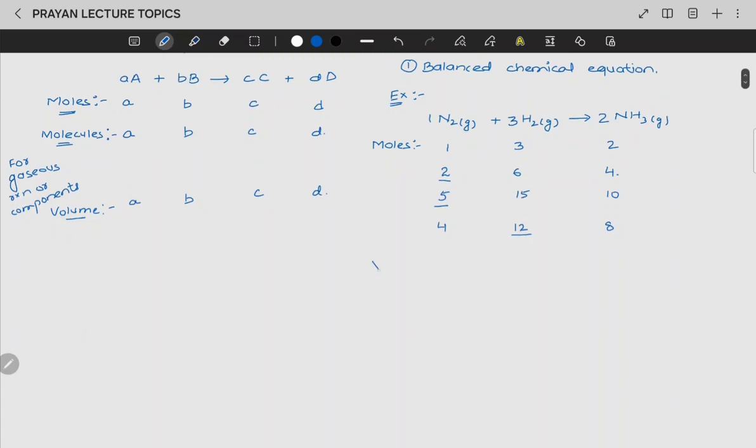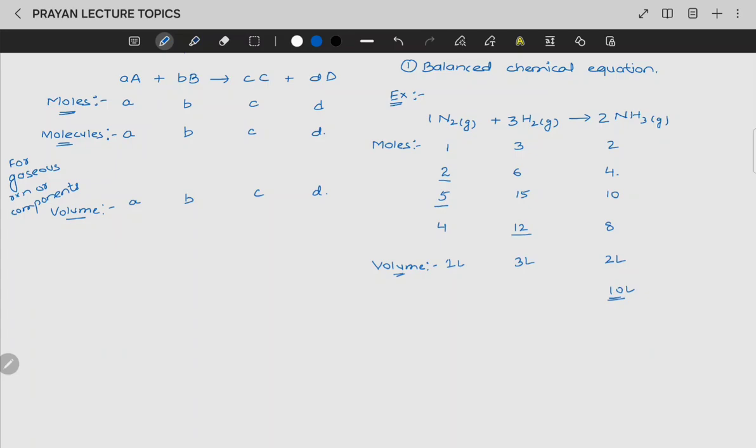It means if we write the volume relation for the same equation, we'll get 1 liter of N2 will react with 3 liters of H2 to produce 2 liters of NH3. In the same way, let's say I am having 10 liters of NH3. So 10 liters of NH3 will be produced from how many liters of N2 and H2?